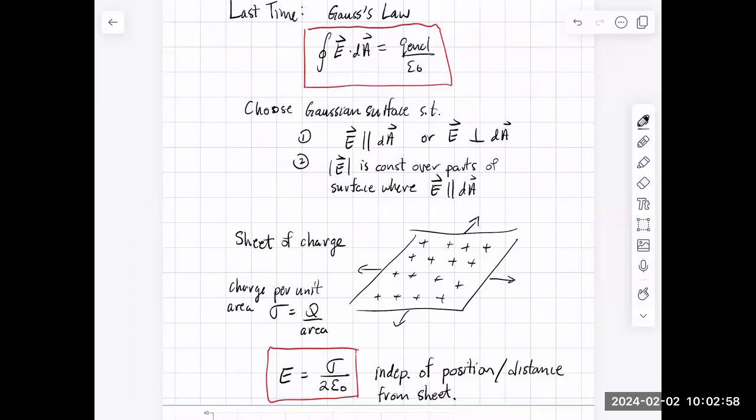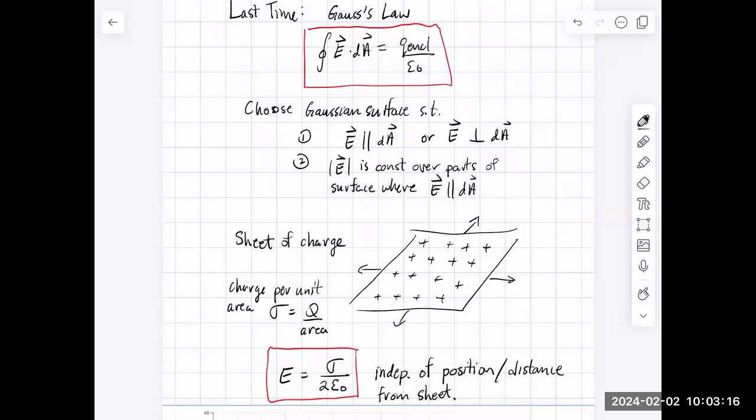And then we try to choose our surface so that the electric field is constant over the parts that contribute non-zero flux. If we can do that, we can pull the electric field outside the integral. You can always take constants outside the integral. And then that simplifies things.